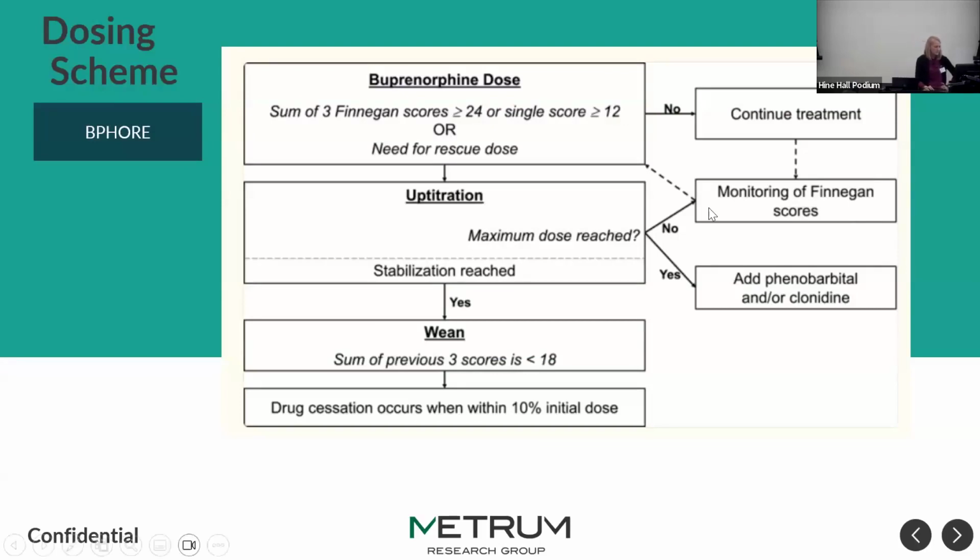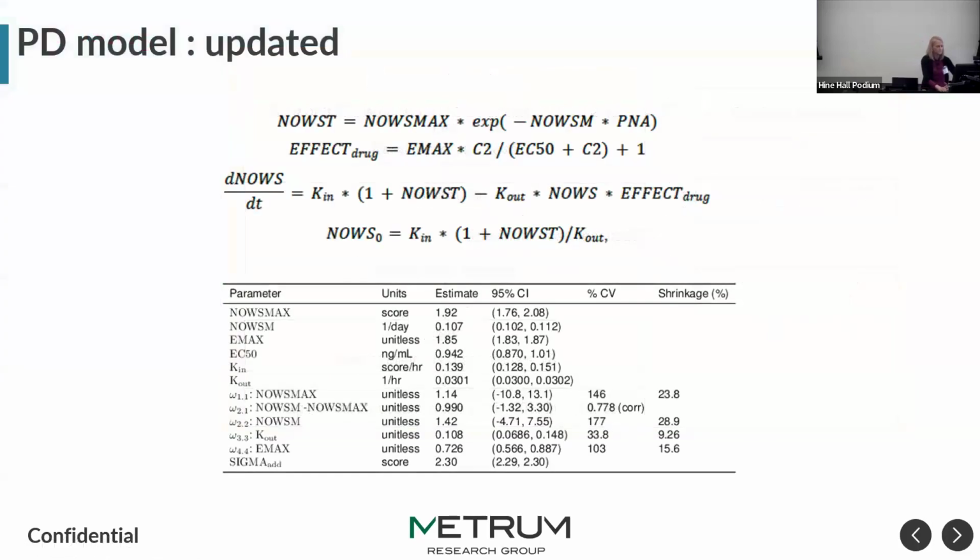So this was the before dosing scheme, and this was very similar to newborn. The same kind of criteria had to be reached in order to be able to uptitrate or wean. And then again, drug cessation can occur when the final dose was within 10% of the initial dose. Infants can also receive phenobarbital or clonidine if that maximum dose was reached before stabilization.